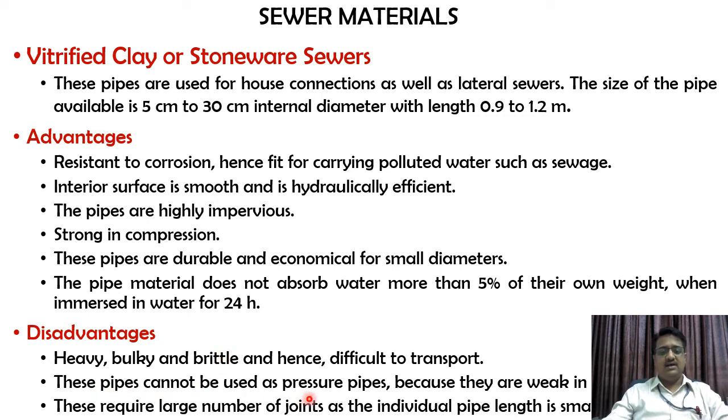So that's why here the flow cannot be under pressure. It cannot handle the internal pressure of the sewage. Usually it will be a partial flow. These require a large number of joints as the individual pipe length is small. You can check out, it is only 0.9 meter to 1.2 meter. Whenever you think of the lateral sewer connection, at that point of time the length will be more. So that's why we need more joints to be added.